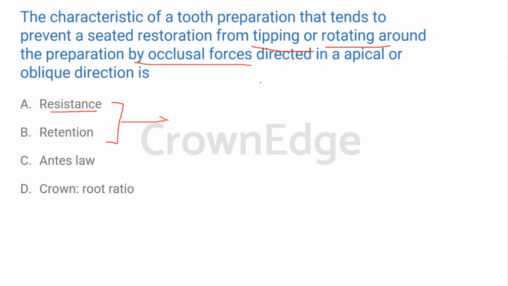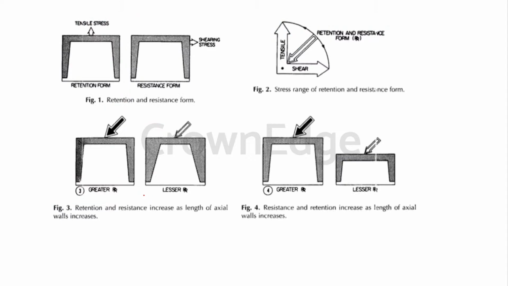All right, so retention is the ability of your crown to withstand dislodgement in the absence of occlusal forces. Resistance is the same property in the presence of occlusal forces. So the answer would be A, that is your resistance. Okay, Ante's law, again we all know, crown root ratio we all know, that does not play a bigger role with regards to the tipping or rotating of your crown when occlusal forces are directed on it.